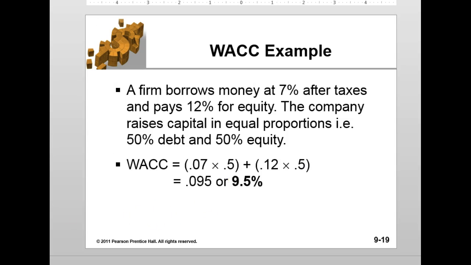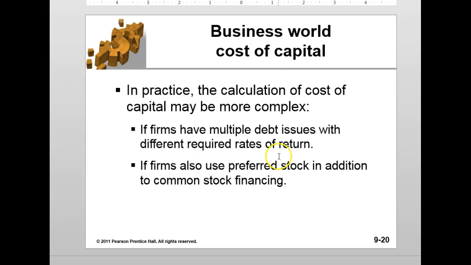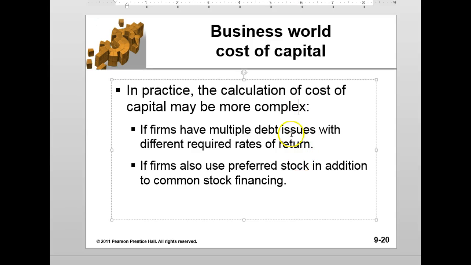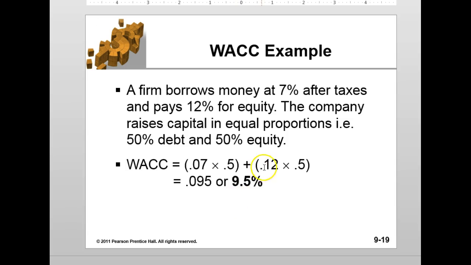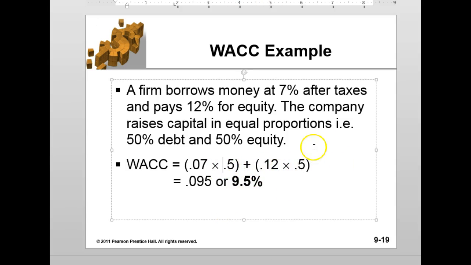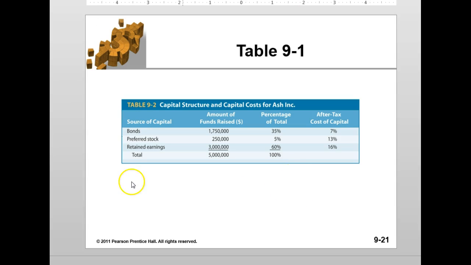Very easy to do, and if it were as easy as that in the business world. It gets a little more complex because there are different issues of debt that you have to look at, and you also have to look at preferred stock and common stock. Now this example is just looking at common, and one bond issue. But the idea is the same throughout. So let's say you have a bond issue, preferred stock, and retained earnings. You've got 35% in bonds, 5% in preferred stock, and 60% in the retained earnings of the common stock area.